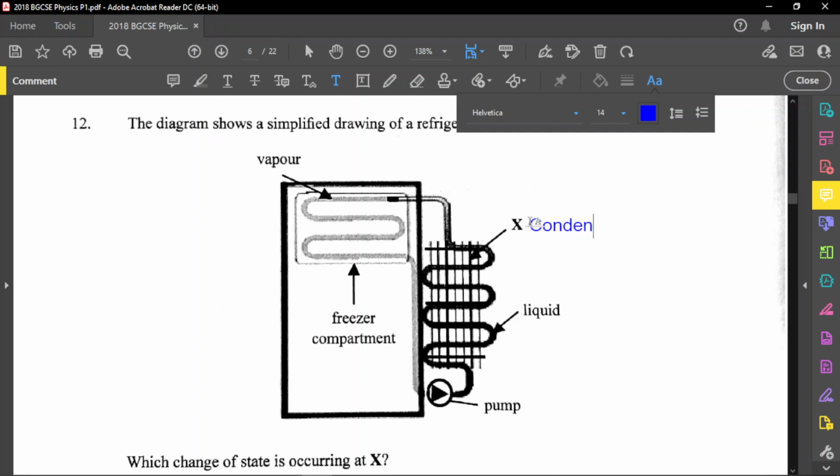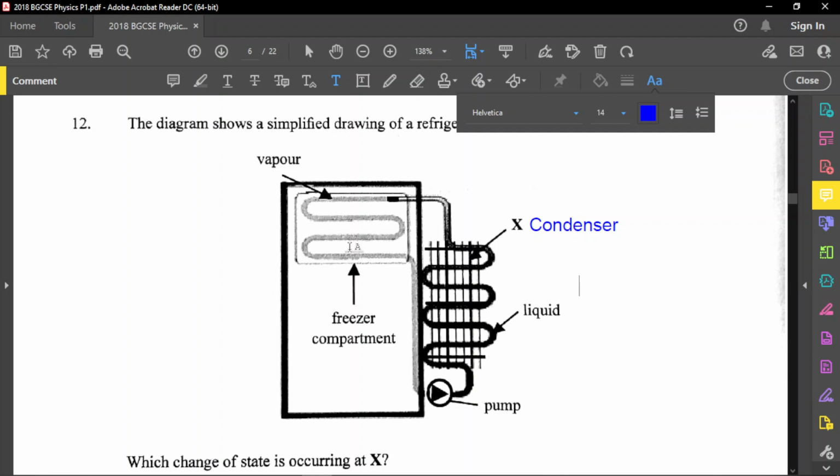A condenser is actually what is used to condense vapor into liquid, right? So condensation is taking place at X. What I want you to understand is that the gas will convert to a liquid. Inside the freezer component, you have these coils, and we call these the evaporator.